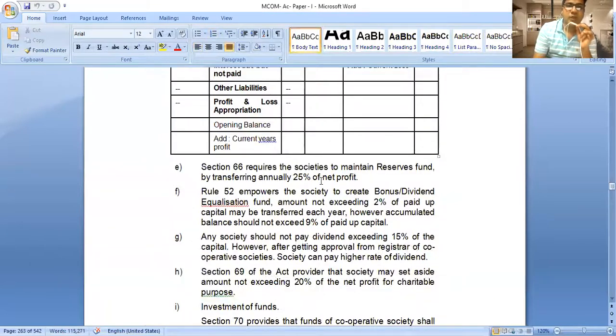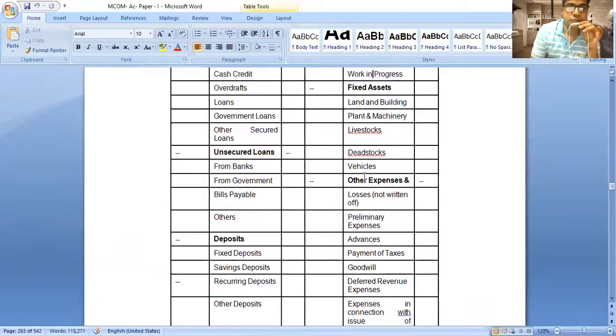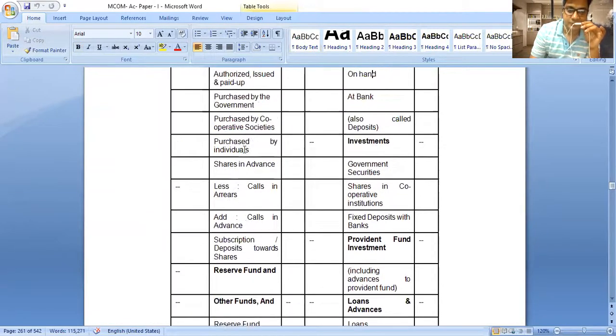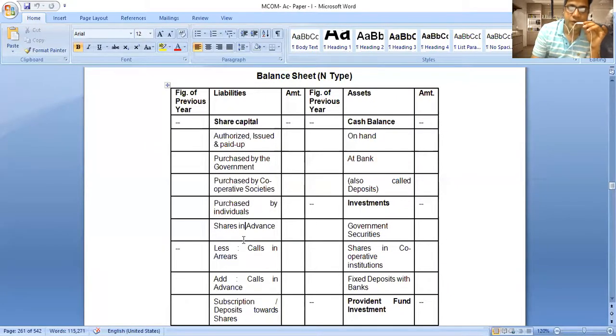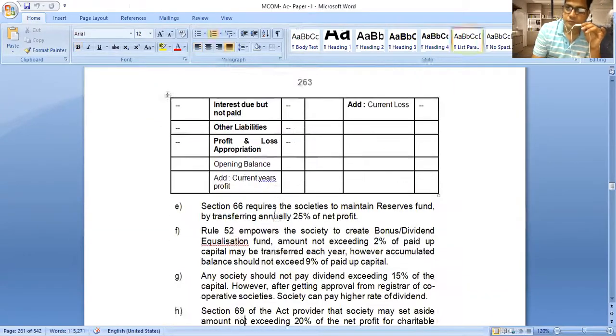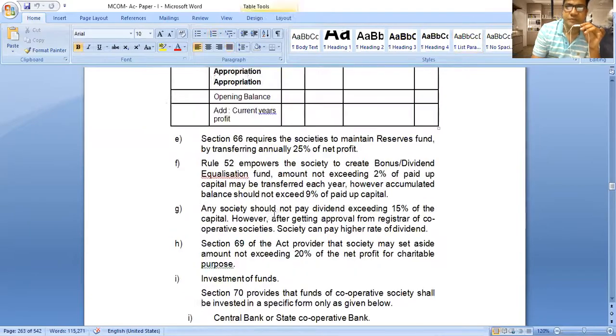Rules are very important. Section 66 requires the society to maintain a reserve fund by transferring annually 25% of the net profit. Where do we record the reserve fund? On the balance sheet liability side. How much value do we record? It is 25% of the net profit. Clear? This rule is very important, and it is only for cooperative societies.